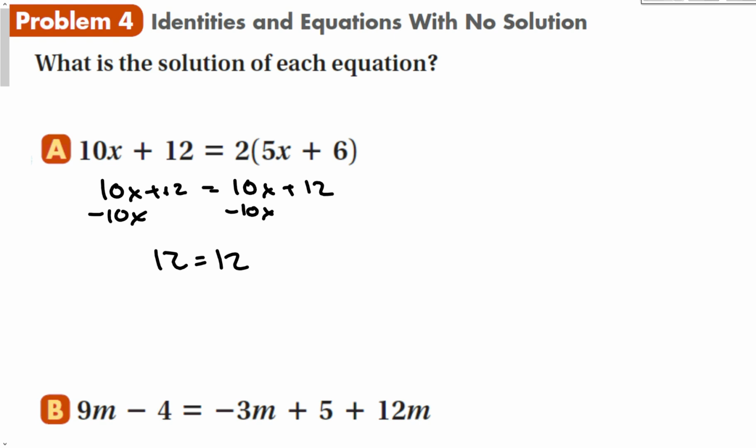You would say it is an identity. We can say that the solution is all real numbers. However you want to say it, we could use this symbol for real numbers that I think we should remember from the beginning. It's like an R with two little sticks on the side. Any one of those is okay.